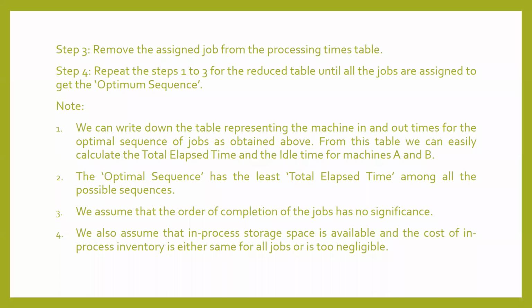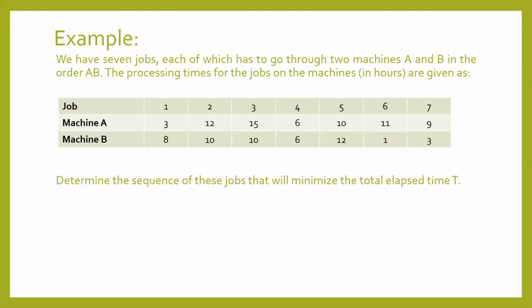Let us take one example and try to solve it. And please remember the steps. The steps are very important. If you miss any one of the steps, you're not going to get the right answer. So we have here 7 jobs. The job numbers are given 1, 2, 3 up to 7. And there are 2 machines, A and B, and the jobs have to be done in the order AB. So all the jobs will move on to machine A first and then B. The processing times for the jobs on the machines in hours are given below.